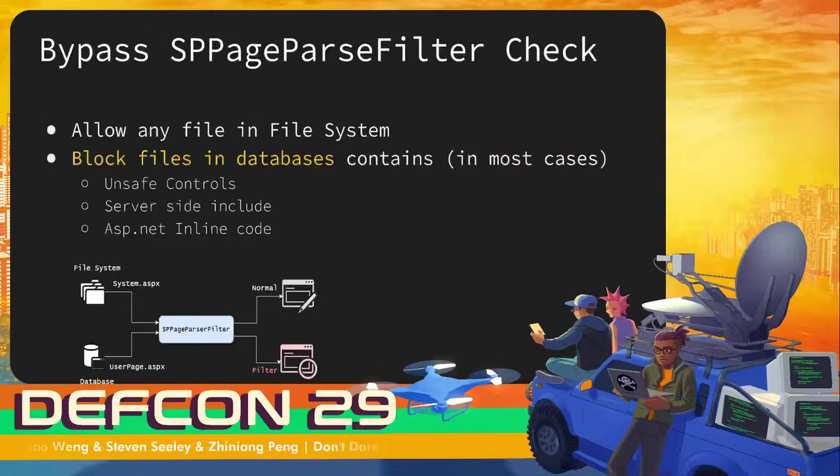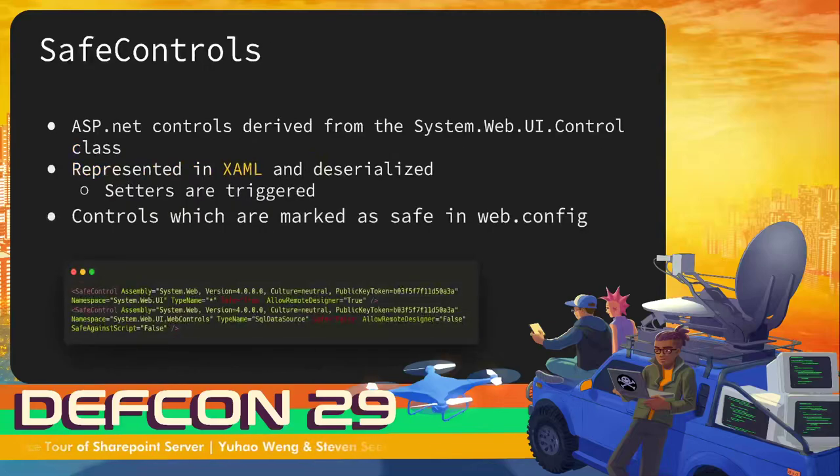Bypass the SPPageParserFilter check. SPPageParserFilter overrides the PageParserFilter. It doesn't check files on the file system and renders them directly, but checks files in the database to see if they contain only safe controls and no server-side code. In addition, this page is copied from Rune for escape. We want to know what a safe control is actually made out of.